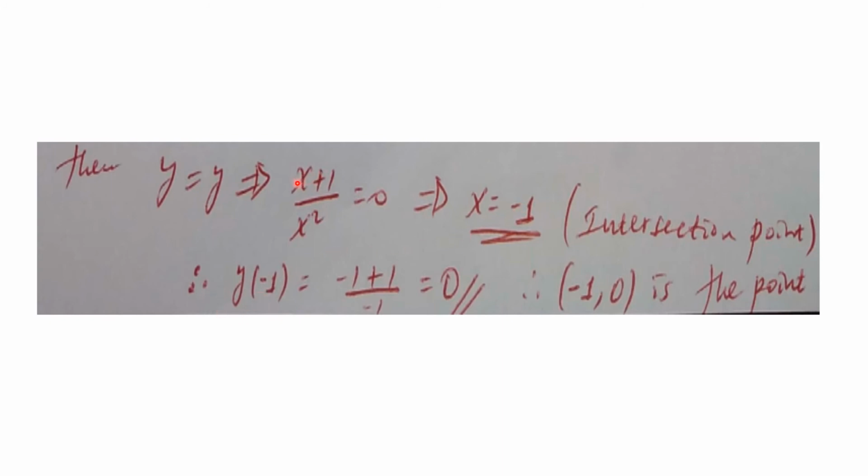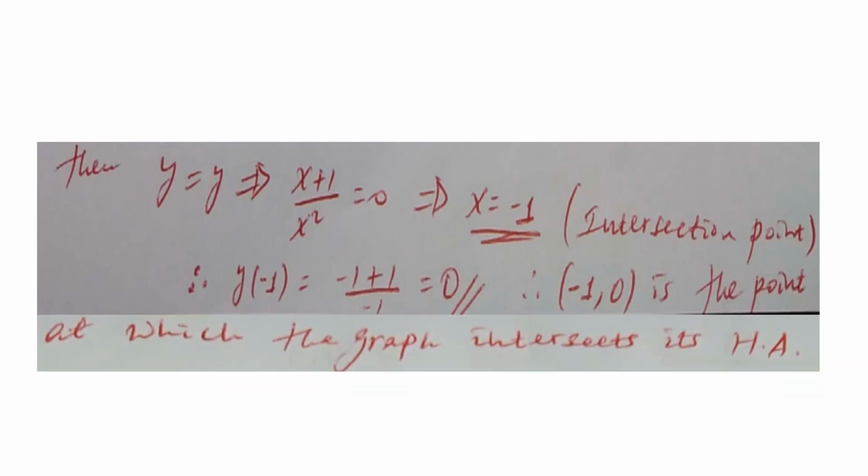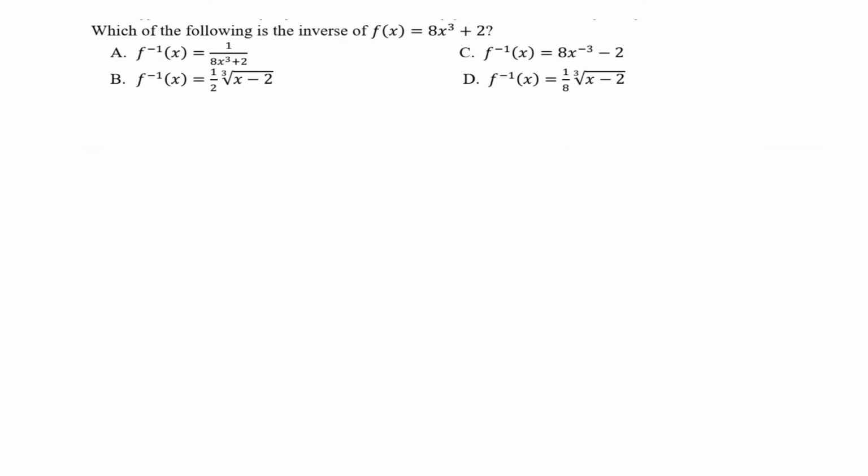y of -1: substituting -1 + 1 over (-1) squared gives 0. So (-1, 0) is the point at which the graph intersects its horizontal asymptote.